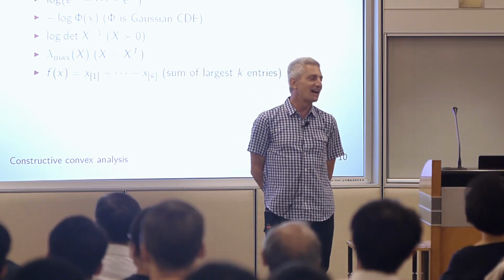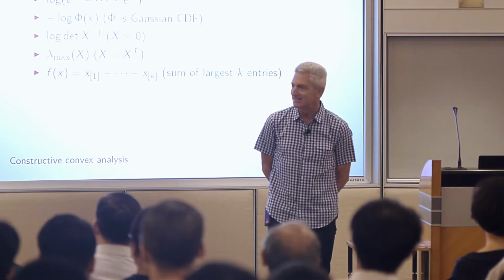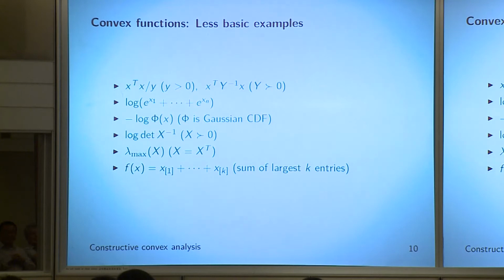Okay, sorry, that was a dialect if you're not in electrical engineering. So, okay. Here, the negative log of the CDF of a Gaussian. That's a convex function, okay? Here's one that's not obvious. This has been known since 1910, okay? The log of the determinant of the inverse of a positive definite matrix.